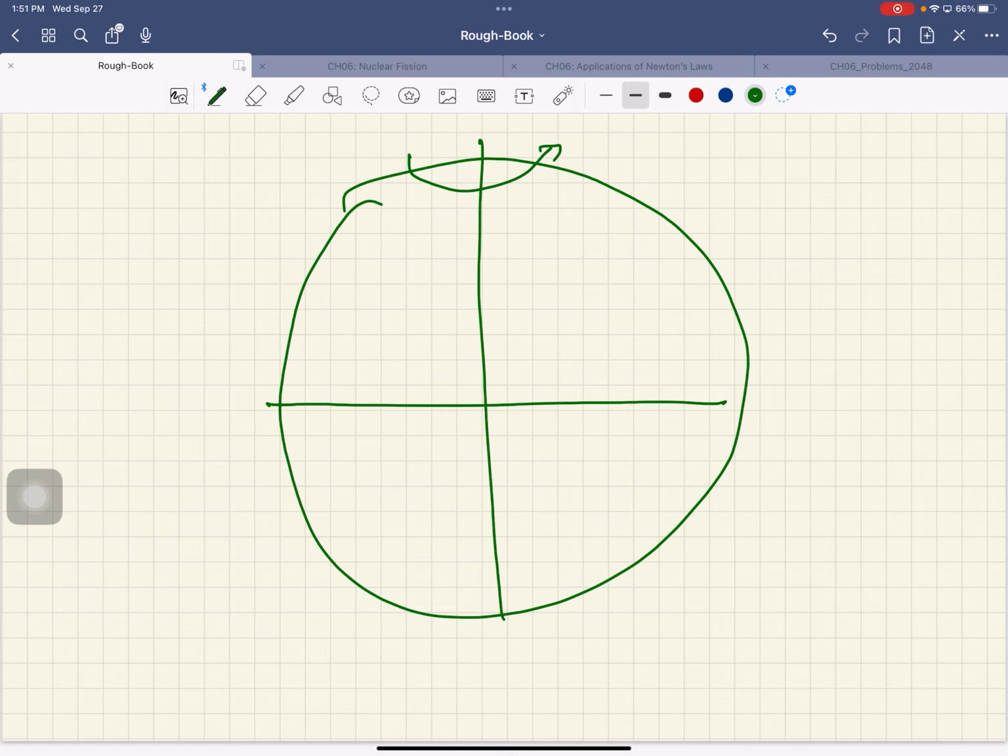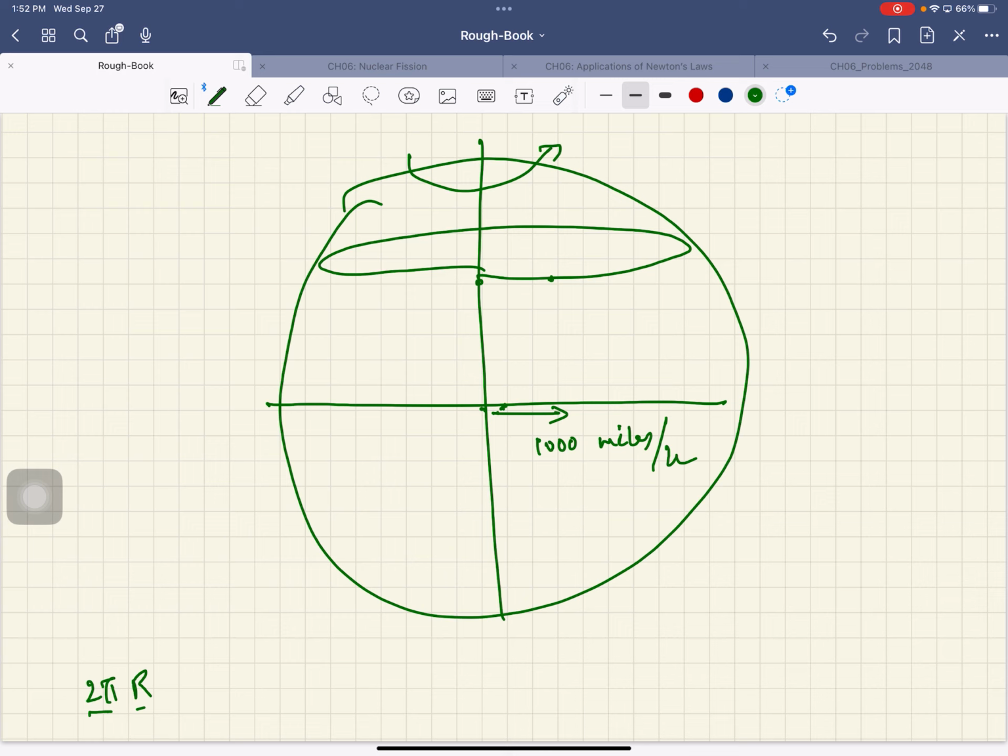24 hours. You guys know the radius of the Earth is about 4,000 miles. 2 pi r, that's 6 times 4,000, that's 24,000 miles. So if you're at the equator, you're going in a circle that's 24,000 miles around in 24 hours, so you're going at 1,000 miles per hour. If you're in New York, you're going in a smaller circle, so you're going slower. Let's say 600 miles per hour.